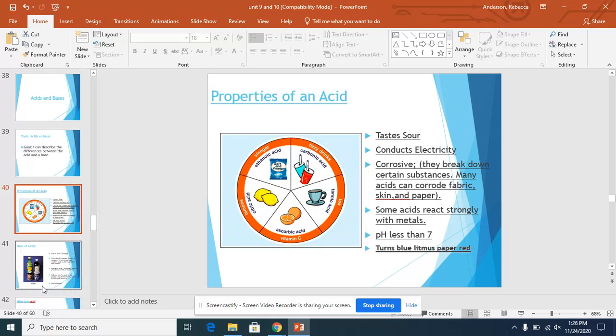So properties of an acid. You do need to write these down, but I recommend writing them and putting commas in between instead of doing it bullet point, so that way you don't take up all the space in your notes just on acids. But you need to know acids taste sour, they conduct electricity, they are corrosive, they break down certain substances, and many acids can corrode fabric, skin, and paper. Some acids react strongly with metals, and the pH is less than 7 and it turns blue litmus paper red. So that's just kind of a brief description of what an acid is.